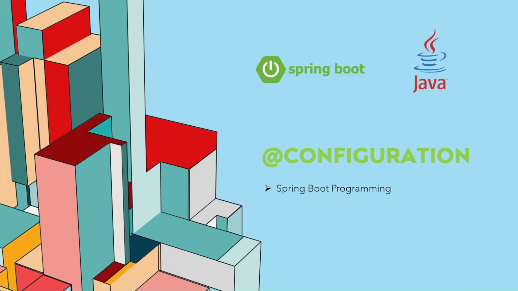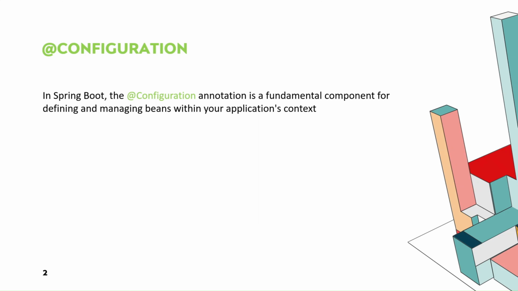Today we are going to discuss the @Configuration annotation in Spring Boot. In Spring, the @Configuration annotation is a fundamental component, and we use it to configure the beans. Whenever you put @Configuration on top of a class, we are telling the Spring container to load this configuration, which has some beans.